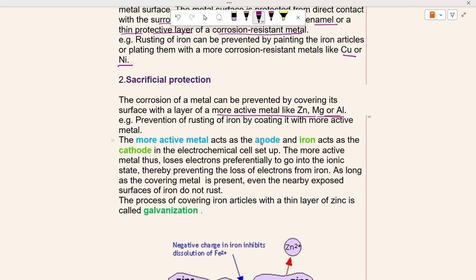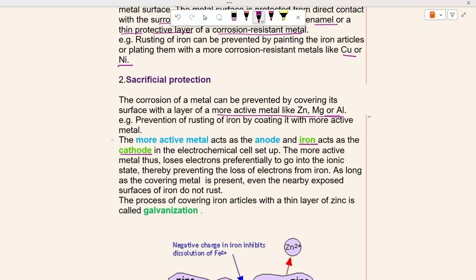Now, in the case of iron, the more active metal acts as an anode. It can be either zinc, magnesium or aluminum. Iron acts as a cathode, it can only undergo reduction, that is, it can accept only electrons, but not get oxidized. The more active metal keeps on losing its electrons and goes into the ionic state, thereby preventing the loss of electrons from iron, or in short, the corrosion of iron is prevented.